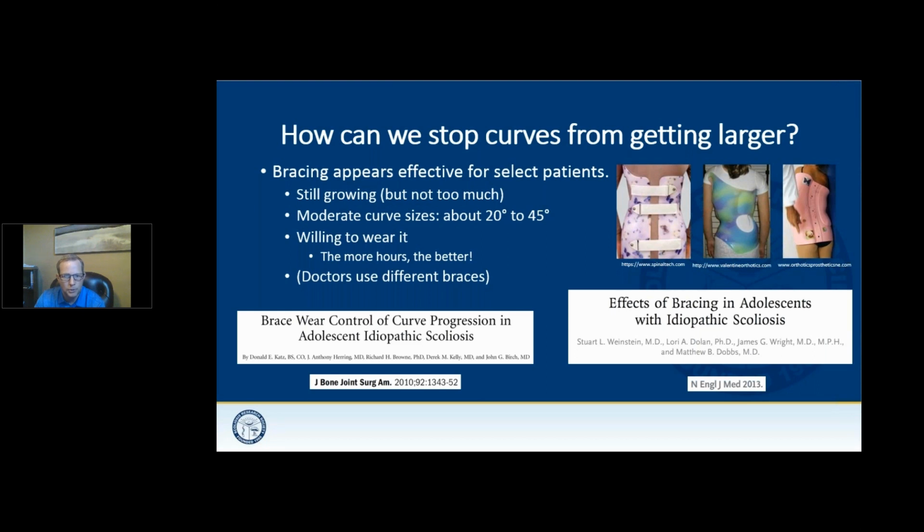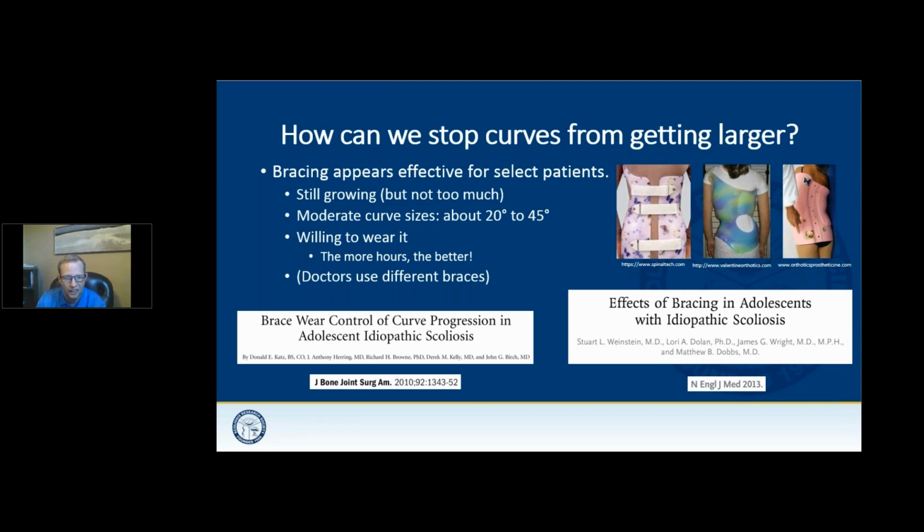So if we have some risk of the curve worsening, how can we stop that? Well, bracing appears to be the most effective treatment for moderate scoliosis to keep the curves from worsening for select patients. So who are we going to use braces in? We're going to use braces in people that are still growing, perhaps not those that have too much growth remaining, but patients who are in that phase where they're going through the adolescent growth spurt. We're going to use it in moderate-sized curves. Usually we say about 20 degrees to 45 degrees.